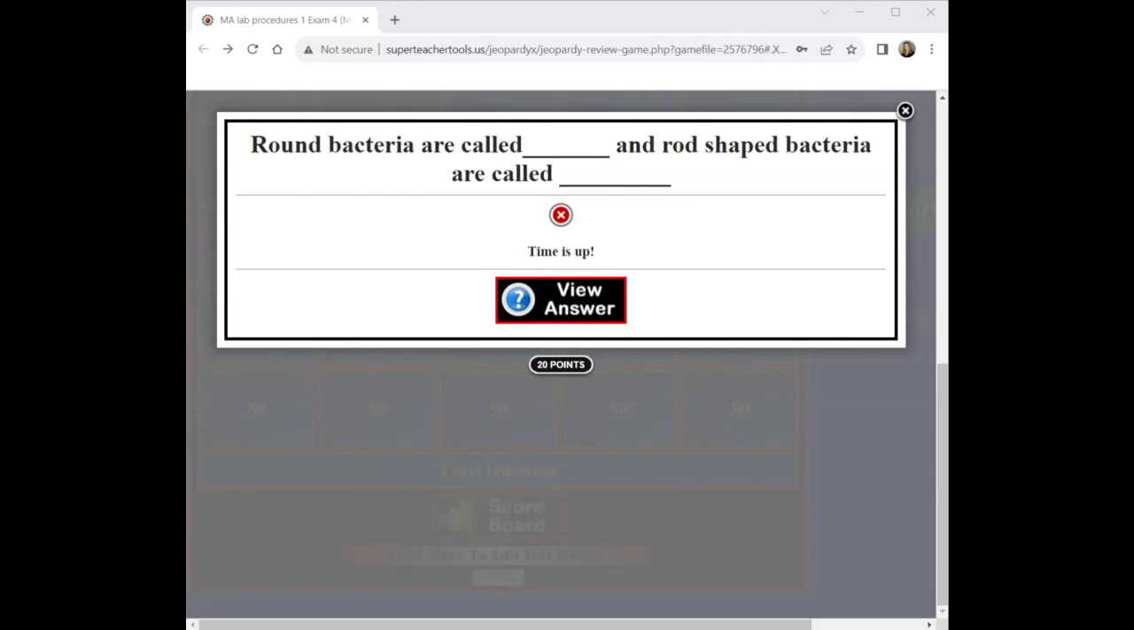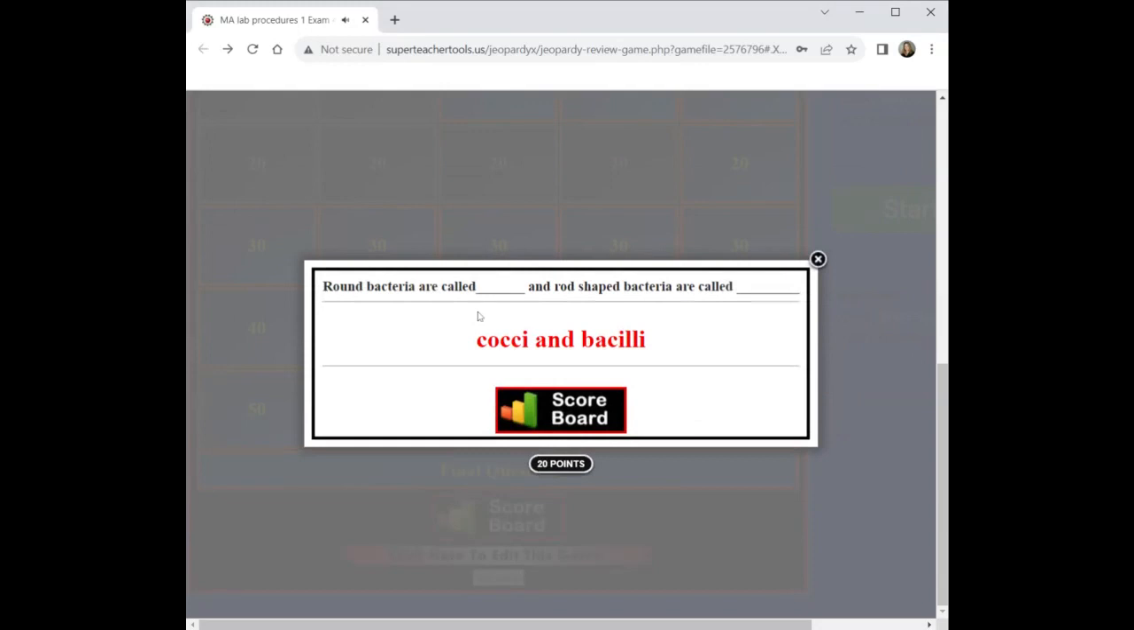Okay, what are round called and what are rod called? Is it cocci and bacilli? That is correct. Okay, so that was team 2.